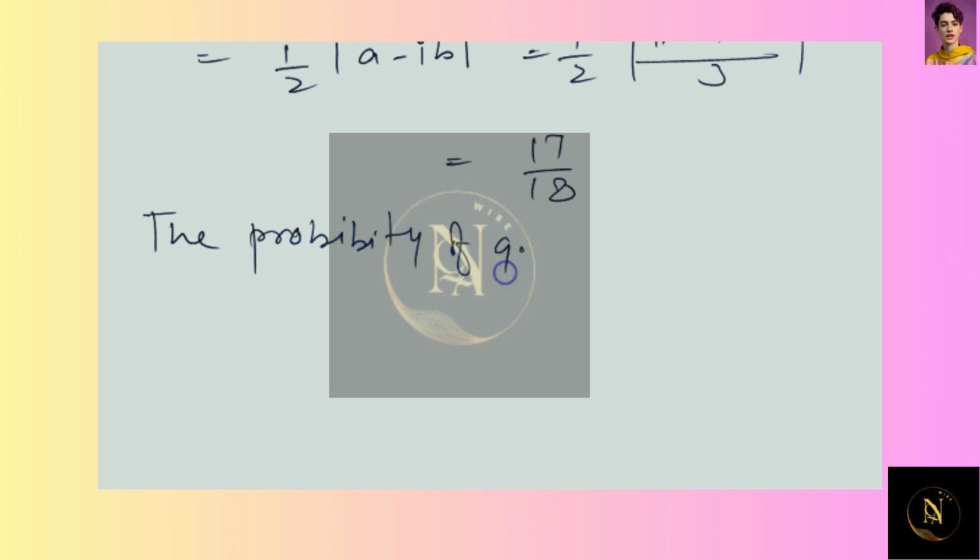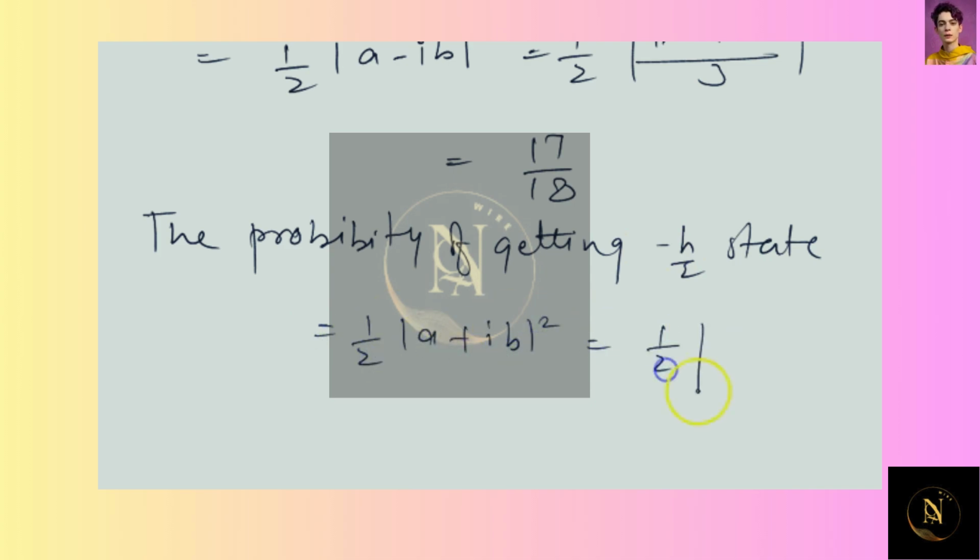And the probability of getting the minus h by 2 state is 1 by 2 mod of (a plus i b) squared, which equals 1 by 2 mod of (1 minus 2i plus 2i) divided by 3, squared. This equals 1 by 18.